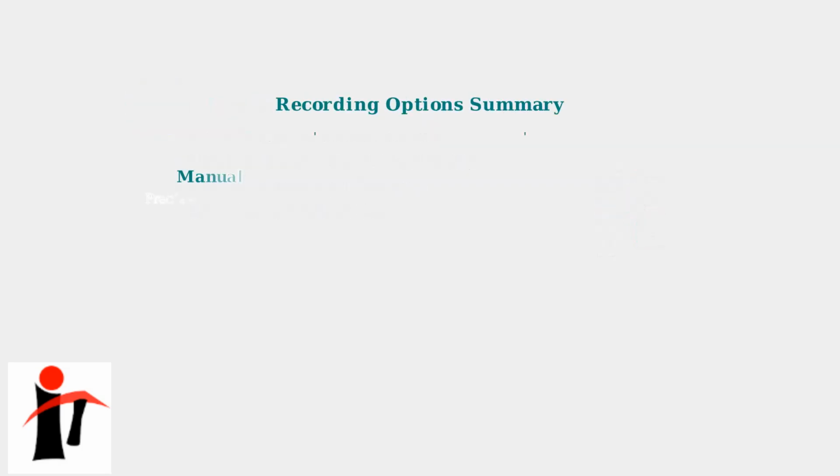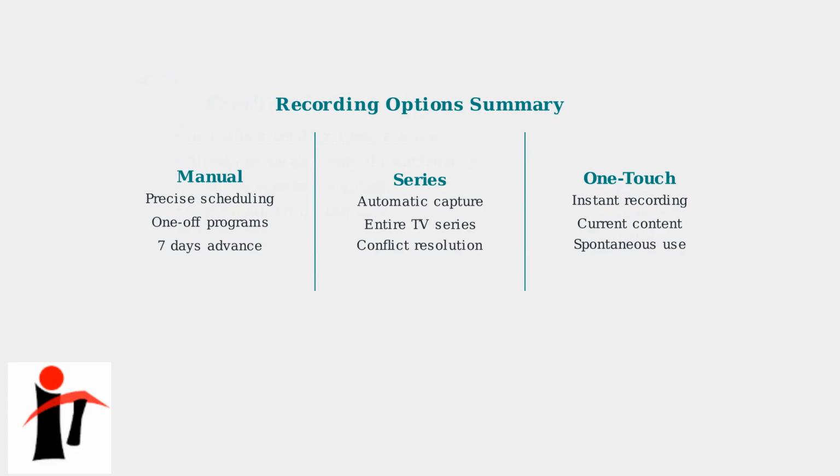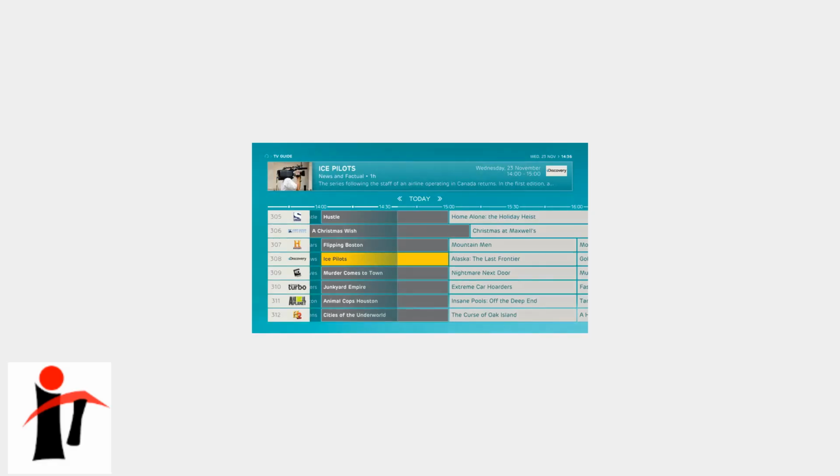Each recording method serves different needs: manual recording for precise scheduling, series recording for automatic capture of ongoing shows, and one-touch recording for immediate, spontaneous recording decisions. Setting up recordings on your EETV box is straightforward once you know the steps.